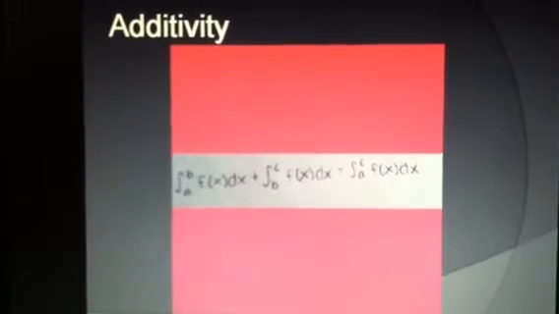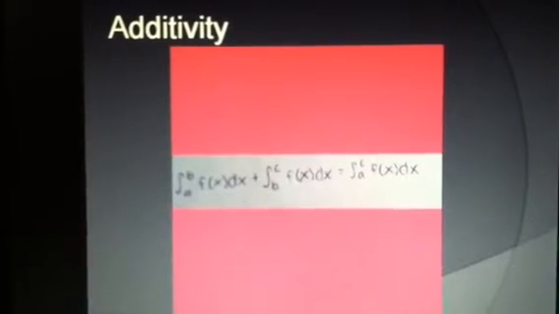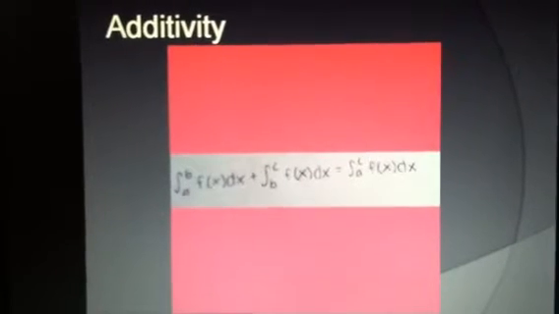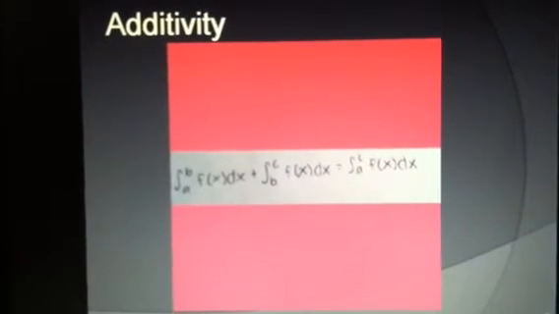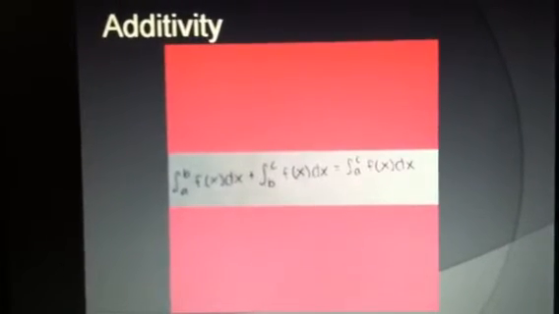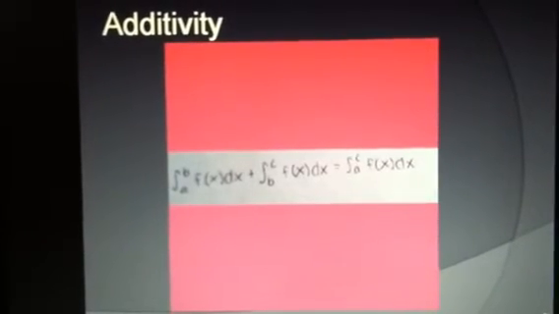The additivity property reads that the integral from a to b of f of x dx plus the integral from b to c of f of x dx equals the integral from a to c of f of x dx. So basically, if there's two integrals added together, and the first one ends with b, and the next one starts with b, you can just make it one integral instead of two.